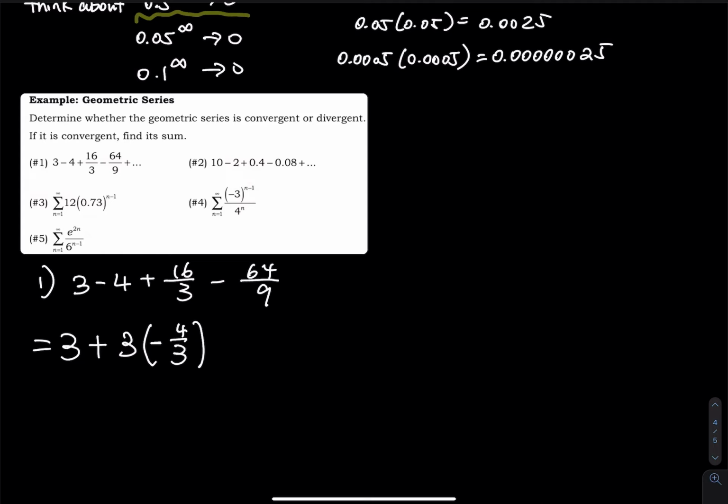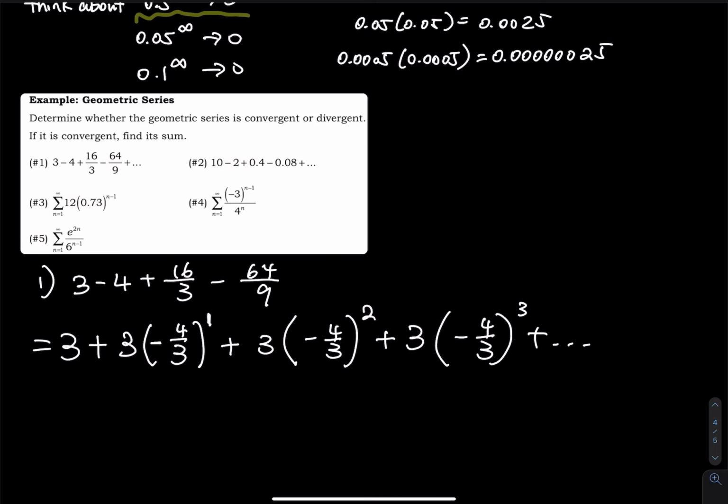And then the next number, you have to tell me this. 3 times negative 4 over 3 raised to what kind of number is equal to 16 over 3? The answer is 2. I already told you this is a geometric series, so there must be an exponent. So the negative 4 over 3 is raised to the first power, and then the next one must start with a 3, and then the common ratio is negative 4 over 3, so this is the third power, and then you keep on moving, right? So this is my common ratio. r is equal to negative 4 over 3, and the absolute value of negative 4 over 3 is greater than 1, so that means the series is divergent.